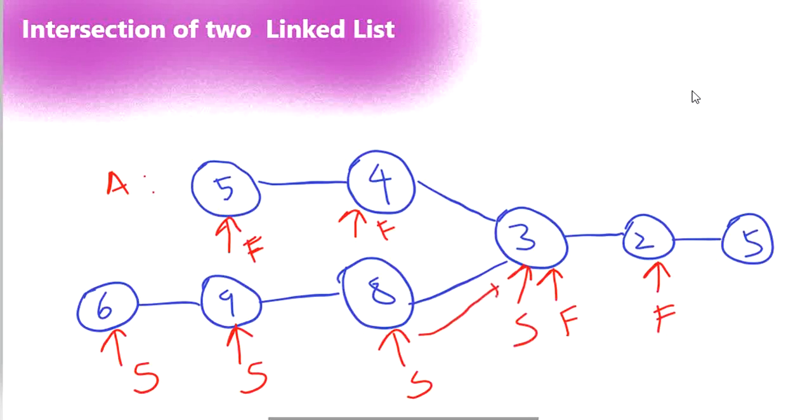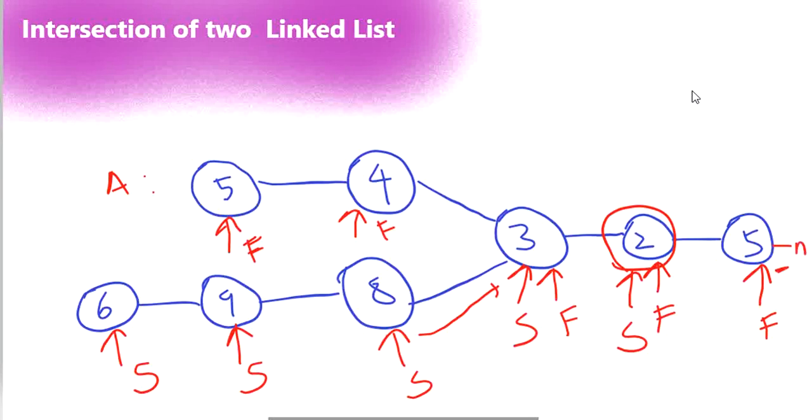So now F is at 2 and S is at 3. They are not equal, so it's time to iterate again. So F moves to the last node and S moves to this node. So now here also they are not meeting. In this case, F has finished traversing its path and reached the null pointer. So in this case, what are we going to do?